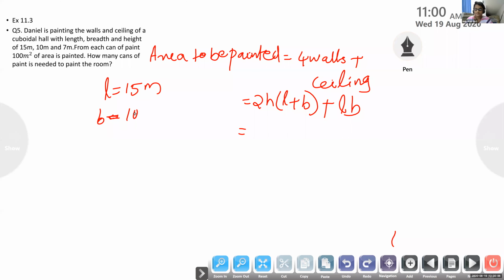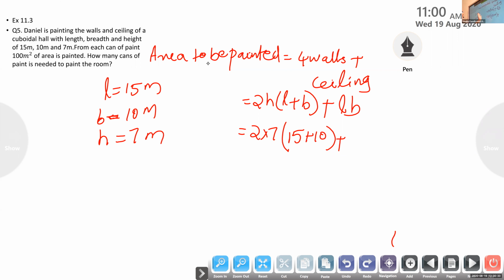L is 15, B is 10 meter and H is equal to 7 meter. So 2 into 7. Ma'am, the answer is 5 cans. Okay, we will come to that point. First, you find the area. I will explain: 2 into 7 into 15 plus 10, plus LB, which means 15 into 10. Find out this.